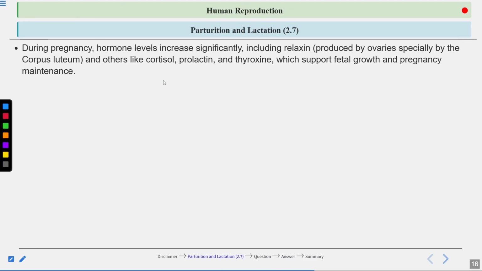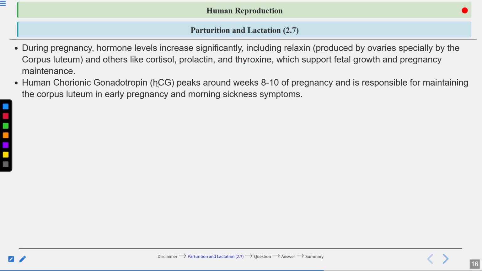During pregnancy, we have studied that there is an increase in the concentration of hormones. The concentration of these hormones increases several folds. Relaxin is also released by the ovaries. The levels of other hormones like cortisol, prolactin, thyroxine also increase. And all of these hormones support the fetal growth. They also help in the pregnancy maintenance. They also help to regulate the mother's metabolism as well.